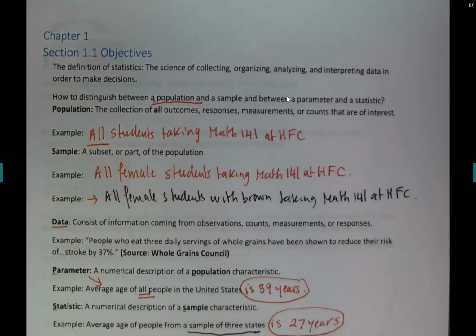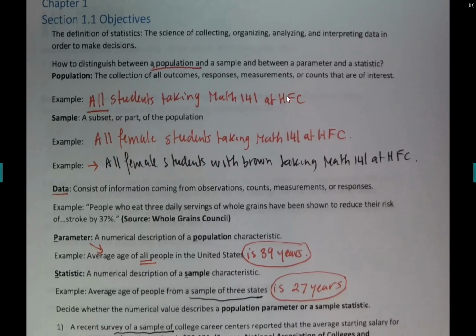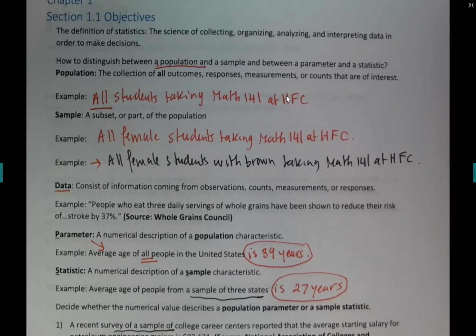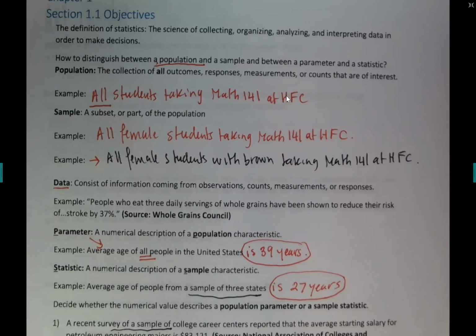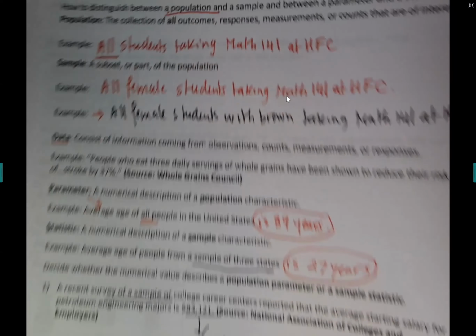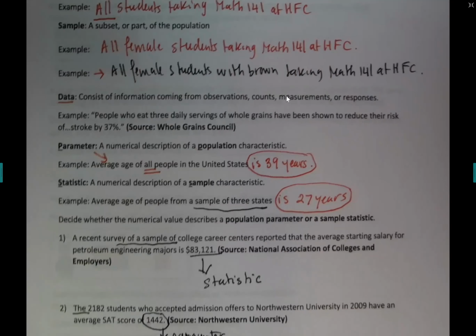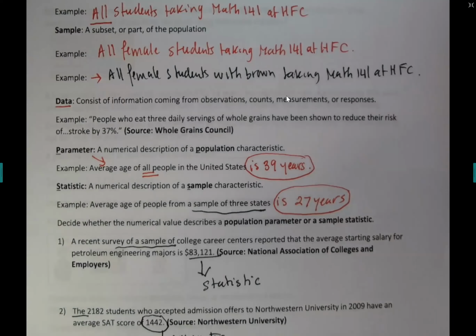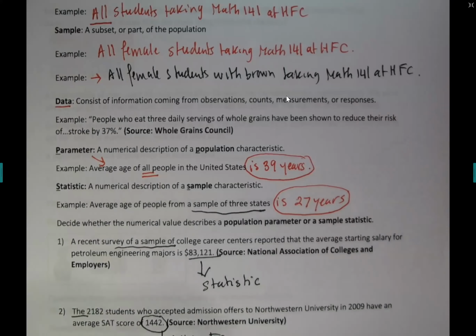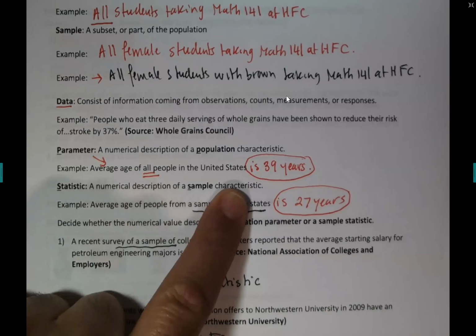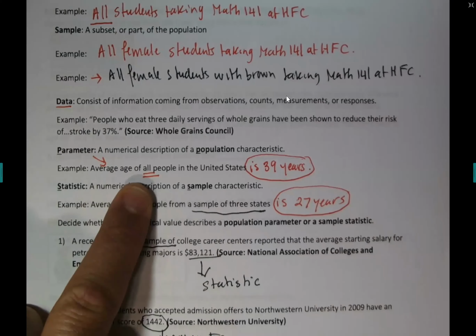Then we defined what data is. It consists of information, observations, counts, measurements, etc. Then we defined what a parameter is. We said a parameter is a number that describes population characteristics. It comes from a population. It represents a population. And I gave you an example, the average age of all the people in the United States. So that comes from a population.